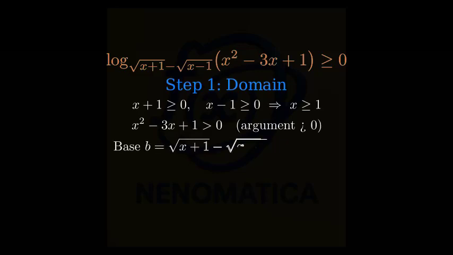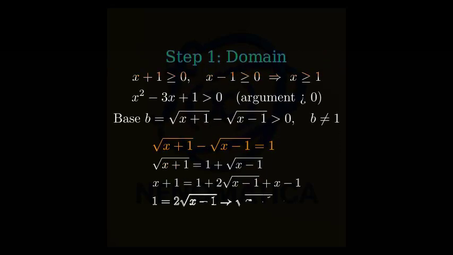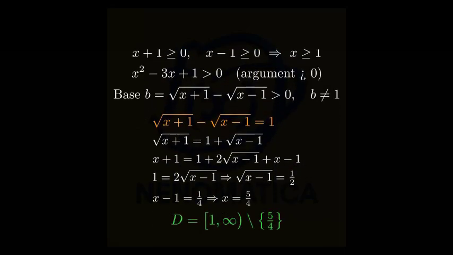For the base, square root of x plus 1 minus square root of x minus 1 must be positive and not equal to 1. Let's find where it equals 1 to exclude it from the domain. Solving square root of x plus 1 minus square root of x minus 1 equals 1, we get x equals 5/4. So the working domain is all x greater than or equal to 1, excluding x equals 5/4.